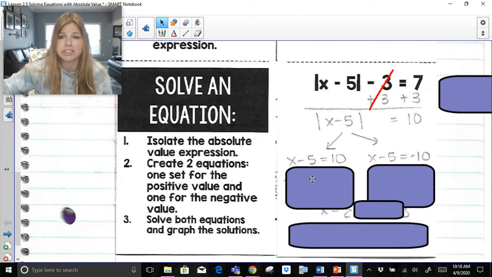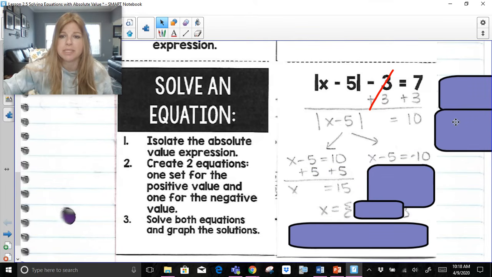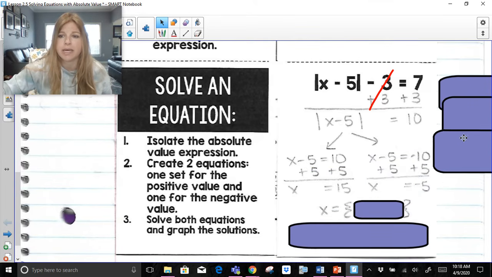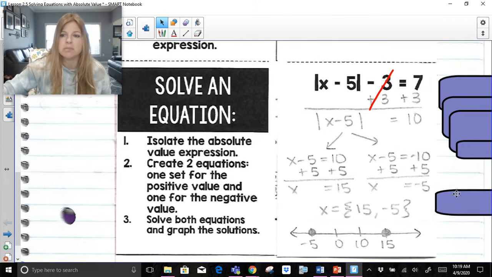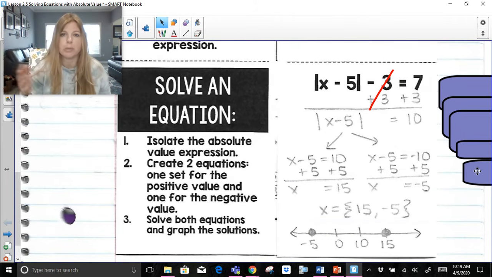Now these are just simple equations to solve. Add 5 on both sides, boom. Add 5 on both sides, boom. We actually get 2 solutions, 15 and negative 5. Then step 3, solve both equations and graph the solutions. Graphing the solutions just simply means to plot those points on an appropriate number line. So it can be any number line in the world as long as you have an appropriate one with proper scales and intervals, however you want it to be, and just simply plotting those points.